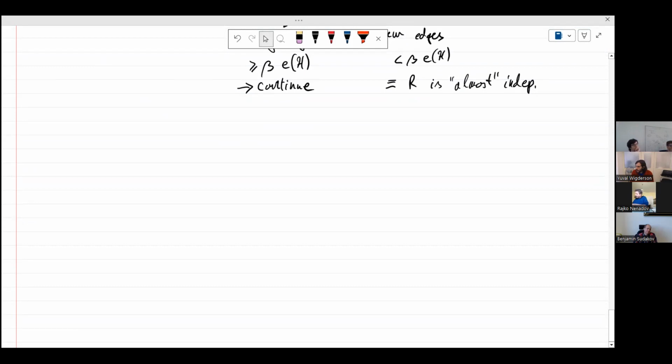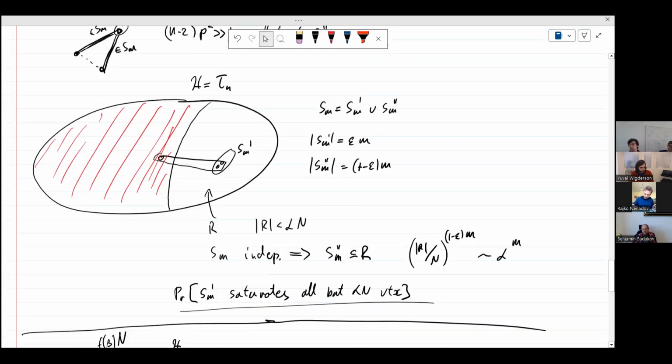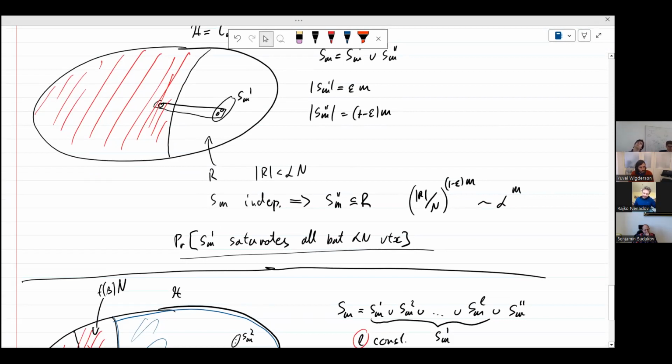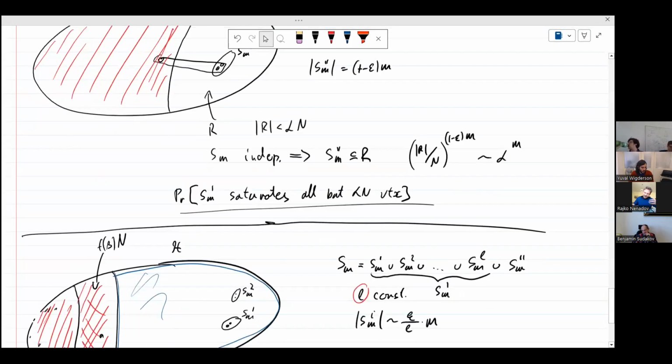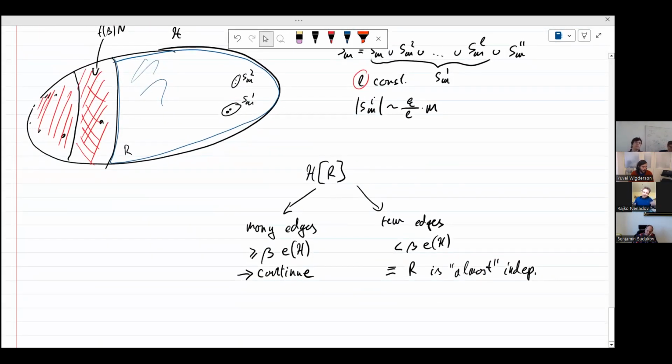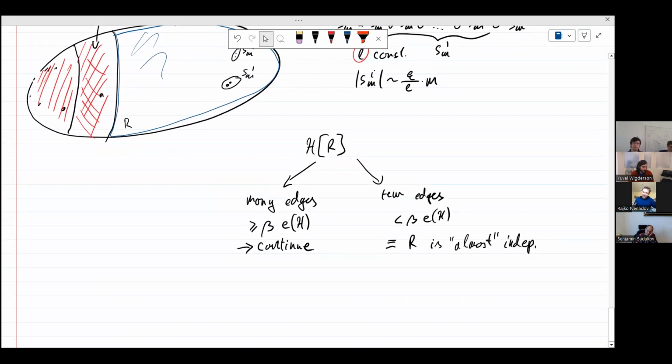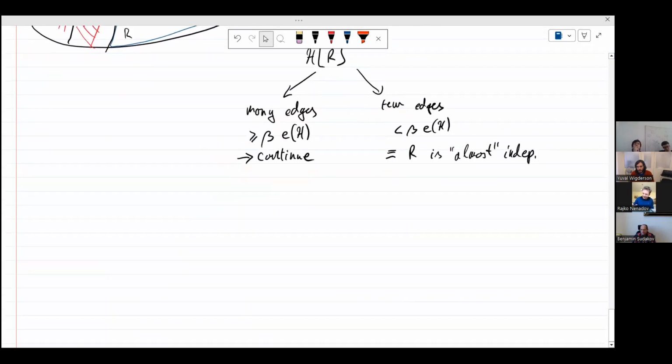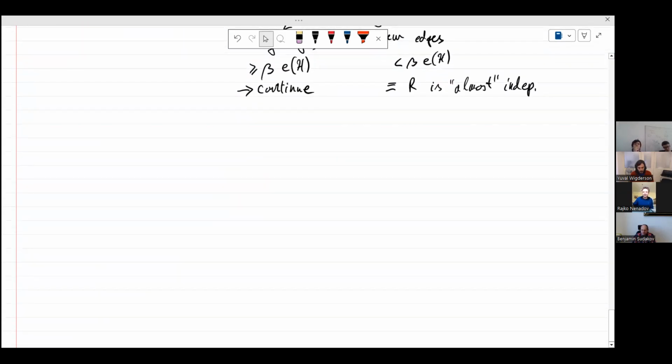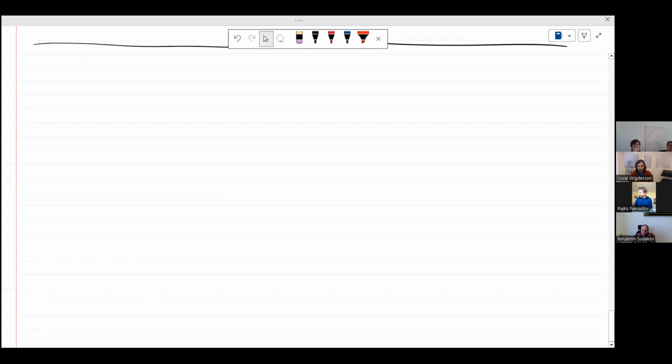Now, in the first attempt, I told you what we want to show is that we want to estimate the probability that Sm prime saturates all but alpha n vertices. Now we relax that, and we say, okay, what I want is that my little set Sm prime saturates only alpha n vertices, say. And now I want to convince you why covering an alpha fraction is a much easier task than covering a 1 minus alpha fraction. And here's the argument, which is really the crux of the proof, and it's really what makes this hypergraph container stick.